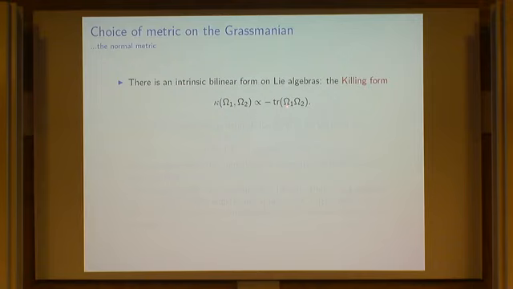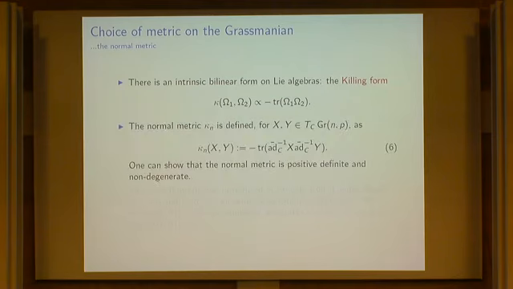So you see that because omega 1 and omega 2 are skew-symmetric, you can just think of this as a Frobenius norm, actually. It's a trace norm of the Frobenius norm. Now, the normal metric, that's a metric on the tangent space here, is what you really want to use. So what you do is that you want to invert for x.